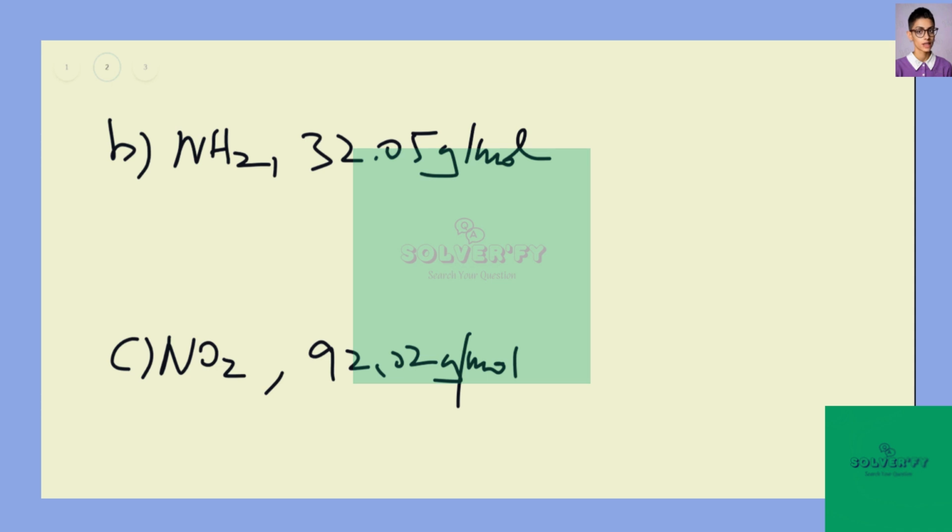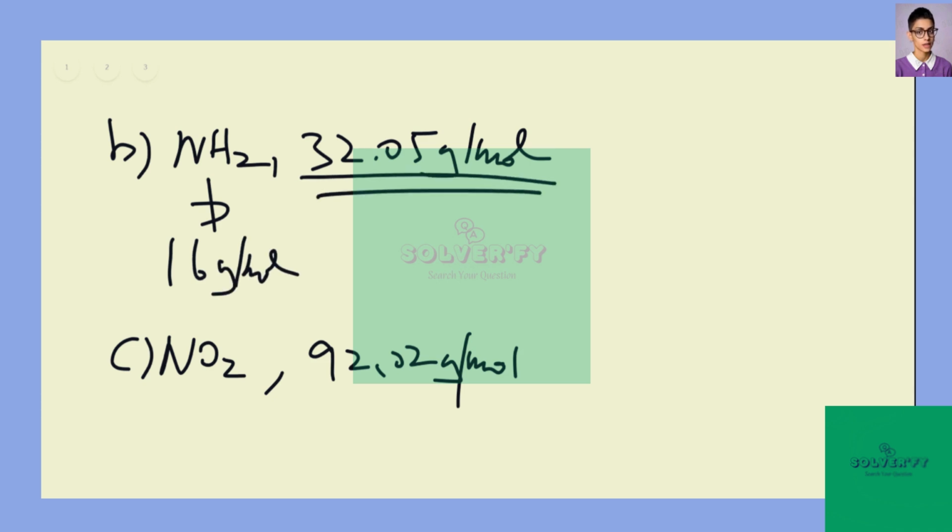So the empirical formula NH2 will have a molar mass of 16. We're again going to take our molar mass divided by 16, and we should be able to find that the multiple will be roughly around 2. So that's why we will have N2H4 as the molecular formula.